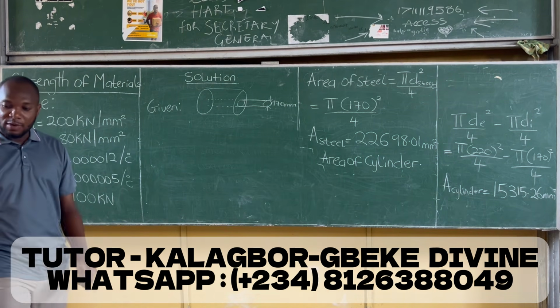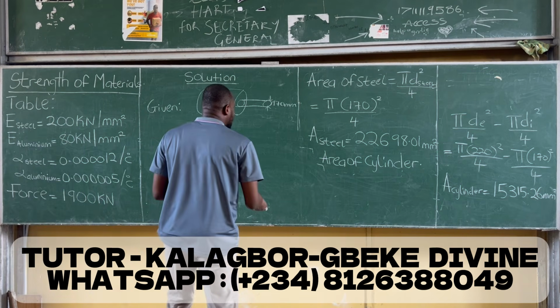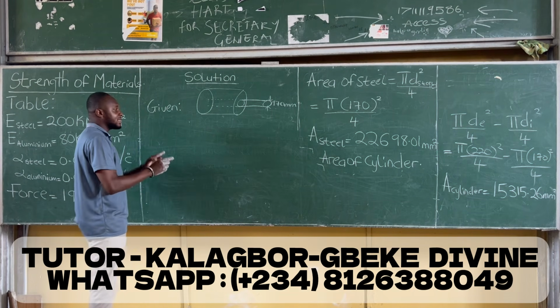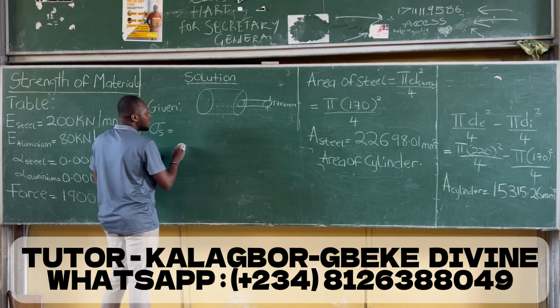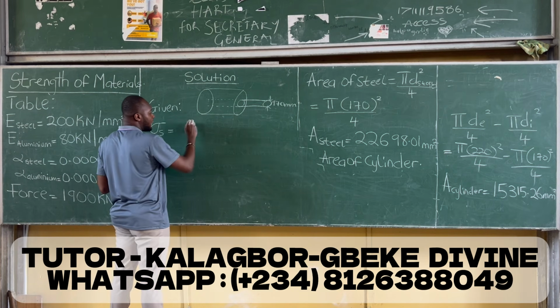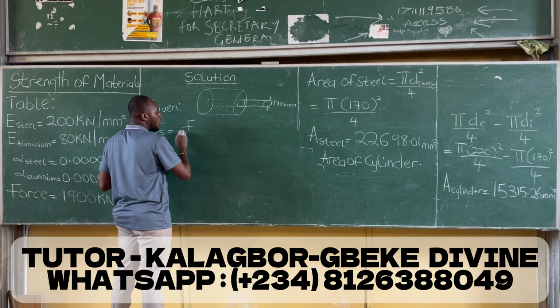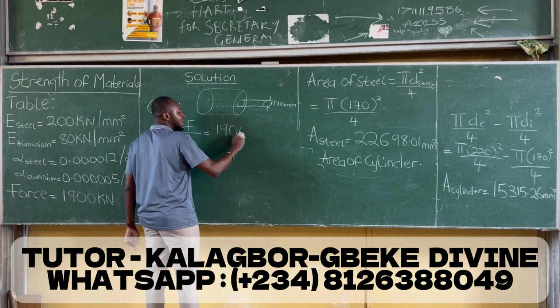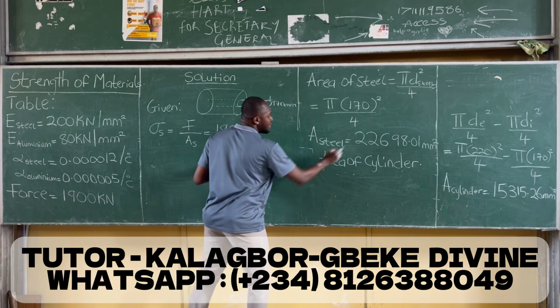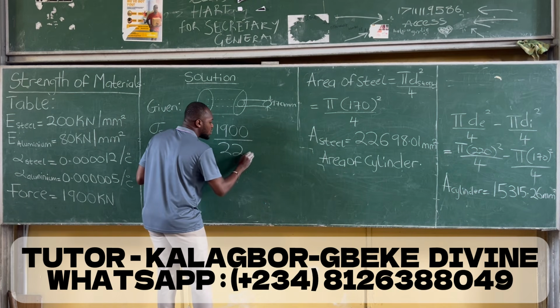Now we recall the formula for what? Stress. They say we should find the stress in both of them: stress in steel, stress in cylinder. So stress in steel becomes the force over the area of steel. And the force is this one here, 1,900 over the area of steel, that is 22 what? Call it 26 what?